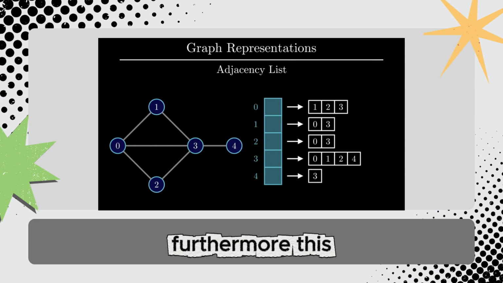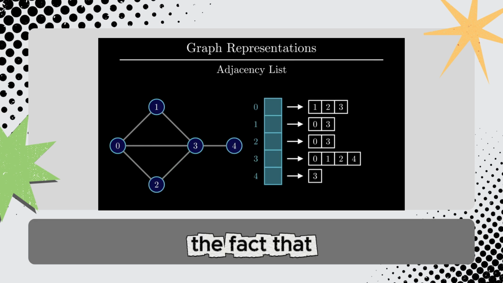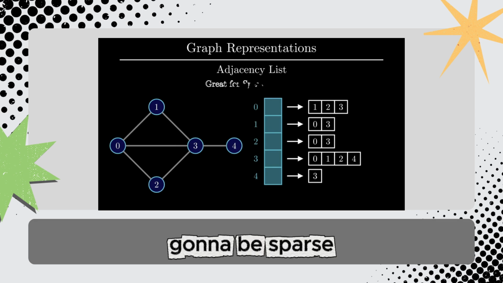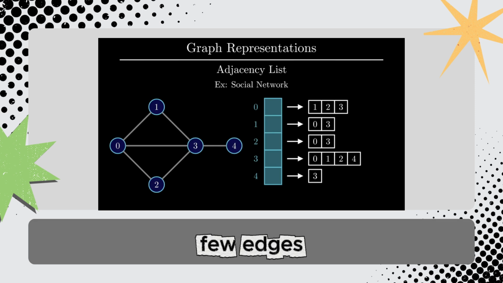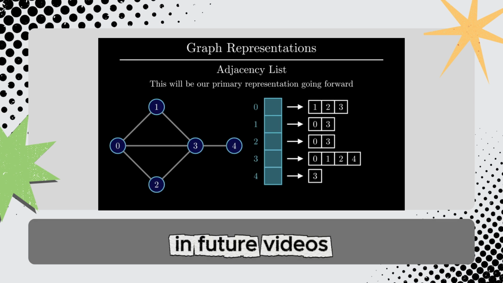Furthermore, this representation exploits the fact that most graphs in the real world are going to be sparse, meaning that we have a large number of vertices, with each vertex having relatively few edges. For example, in a social network, it would actually make the most sense to have this representation since there are going to be billions of nodes, but each node is unlikely to have more than a few thousand edges. An adjacency matrix for a graph like that would take way too much memory, but with an adjacency list, it's much more manageable. For this reason, in future videos, we'll primarily use adjacency lists as a way to represent graphs.